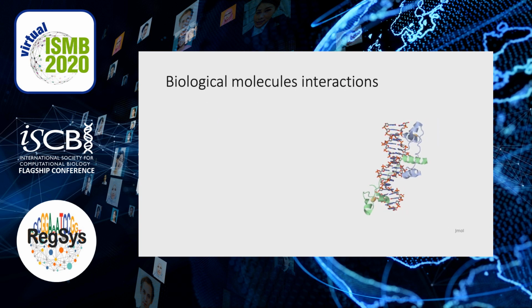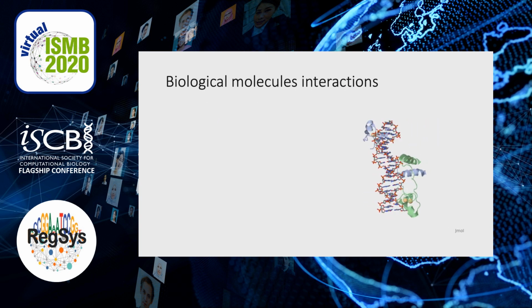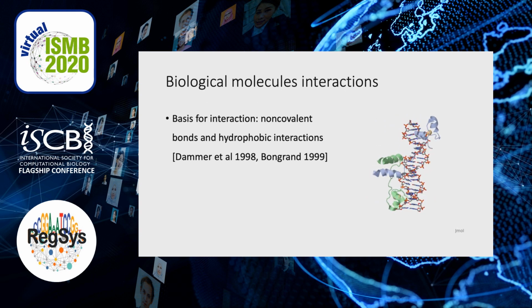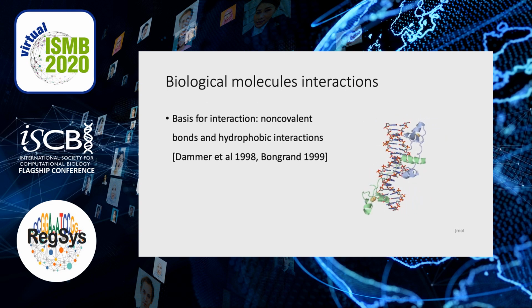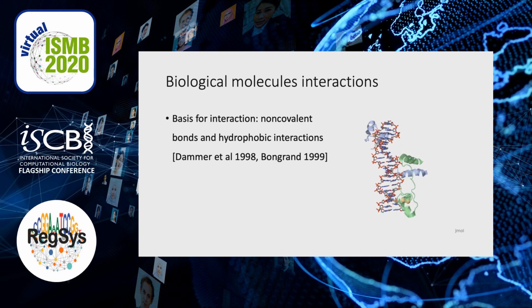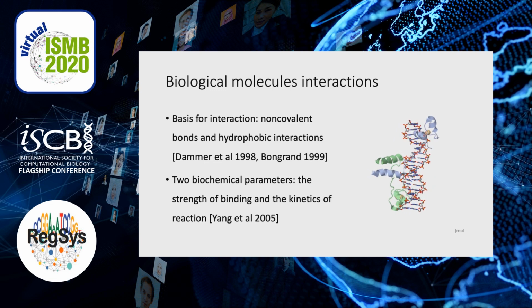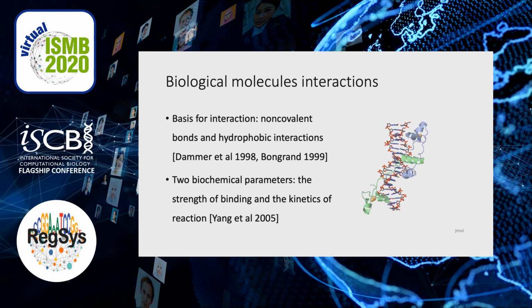In that line of research, we think about biological molecules' interactions. The basis for interaction between transcription factors and DNA is a combination of noncovalent bonds: electrostatic, van der Waals, hydrogen, and hydrophobic interactions. But much of the behavior can be accounted for by two biochemical parameters: the strength of binding, or binding affinity, and the kinetics of reaction, the association or dissociation rates.